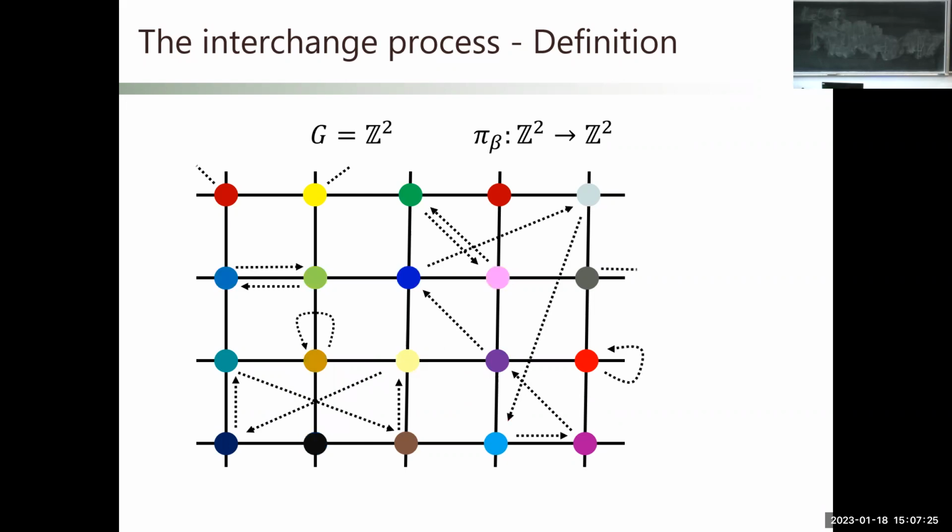By the way, if the graph is finite, then it's just like choosing a uniform random edge and switching. And at time beta, you get a random permutation, so an arrow indicates that the blue particle that started over here ended up over there. So this is the permutation.